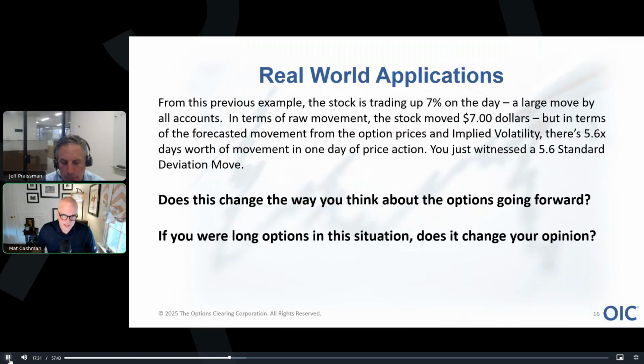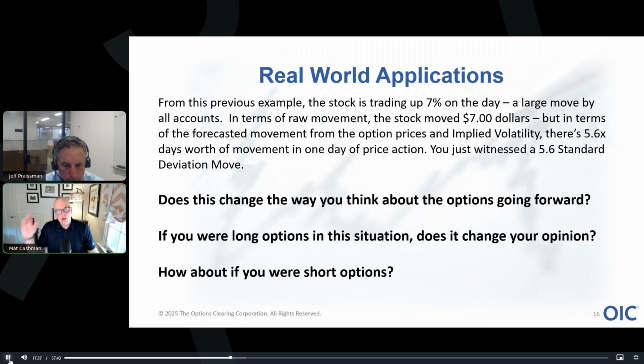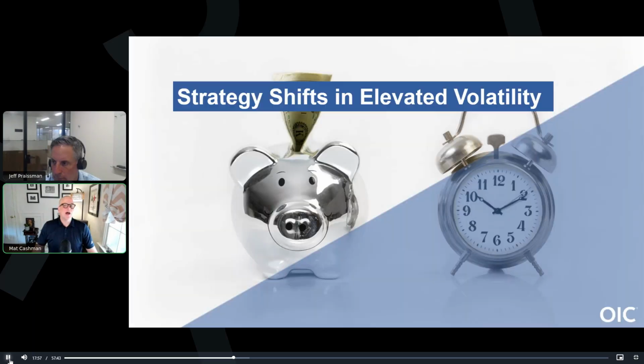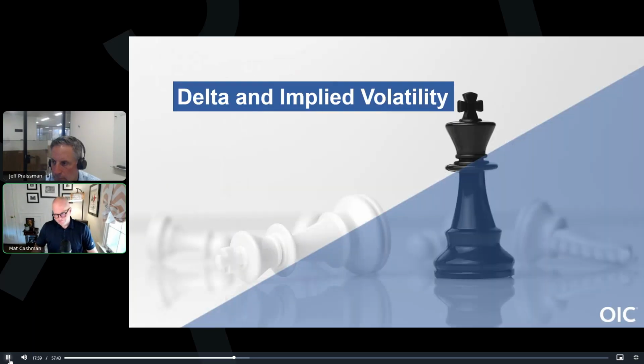If you were long options, does this change how you think about it? What about if you were short options? Because I can guarantee in that situation, if you were long optionality, you probably made money. And if you were short optionality, guess what? You probably lost money. But does it change how you think about the options going forward? Because whether you made or lost money, the options are priced on a different vol now than they were to begin with. Let's talk about how strategies shift and why they shift.